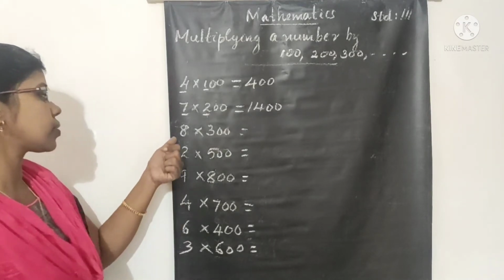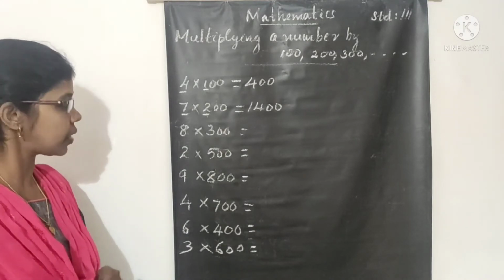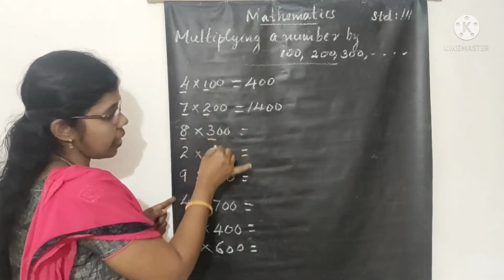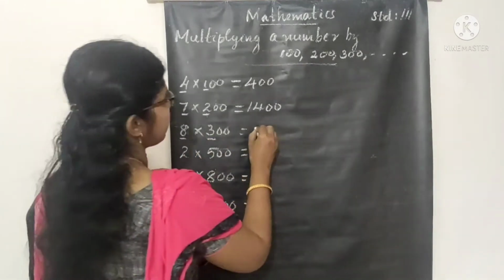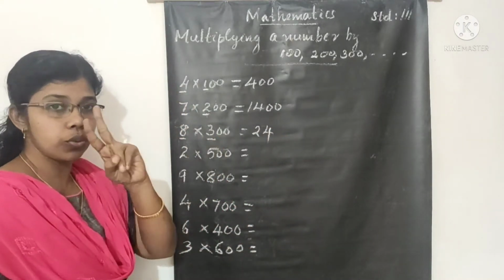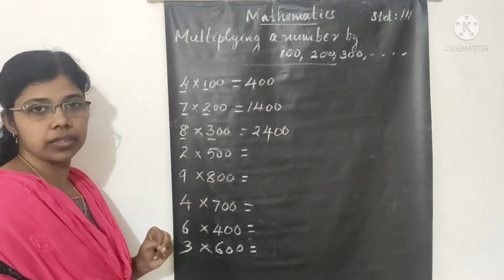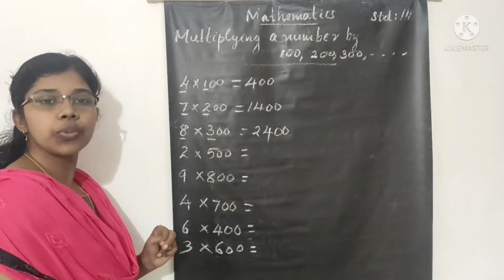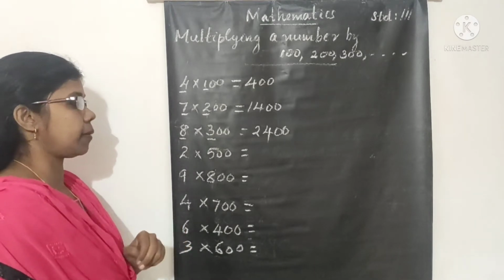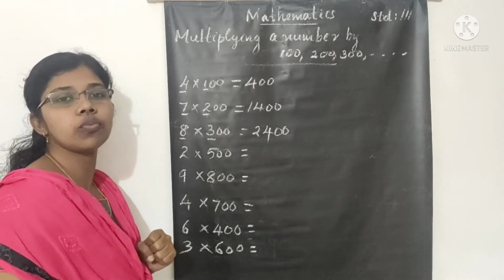Okay, next question. 8 into 300. First we have to multiply 8 and 3. 8 3s are 24. Then how many zeros here? 2 zeros. Put them on the right side of the product. So our answer is 2400. Clear?